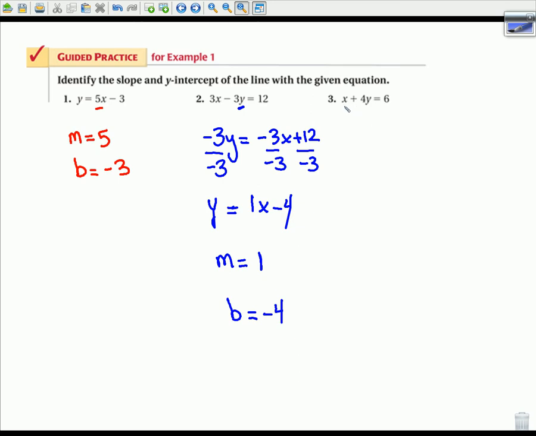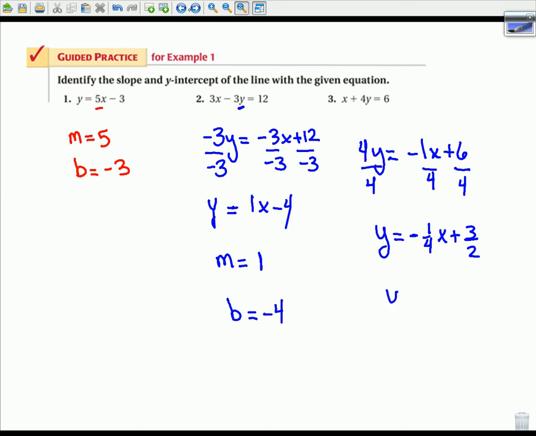Same thing over here. I'll subtract x, but I'm going to really subtract 1x. I want to put the coefficient with it. So if I subtract 1x, I get a -1x plus 6. And then I'll divide everything again by the 4. So now I have y equals -1/4 x plus 6/4 simplifies to 3/2. I do want to keep this as a fraction for now. And my slope is the -1/4. My y-intercept is the 3/2.